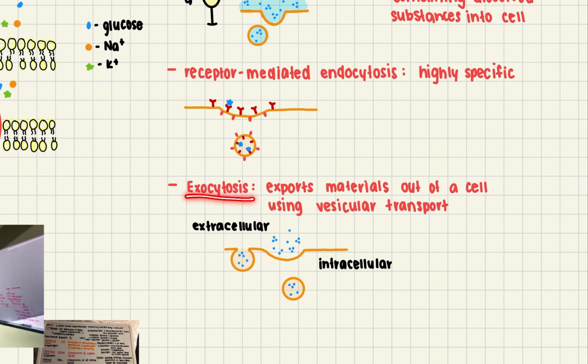So lastly, we just have exocytosis, which moves material out of the cell using vesicles, so it's the opposite of endocytosis. A vesicle inside the cell will fuse to the membrane and release its contents into the extracellular space. This is important for things like waste removal.